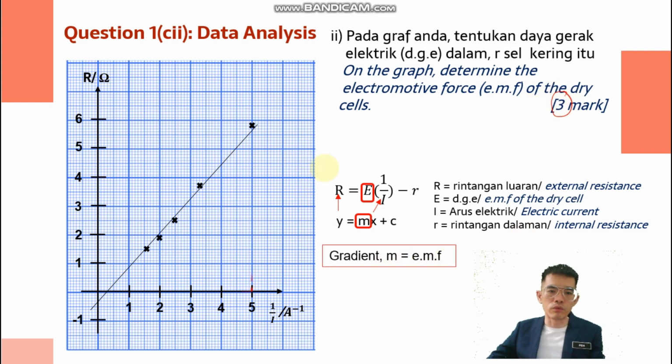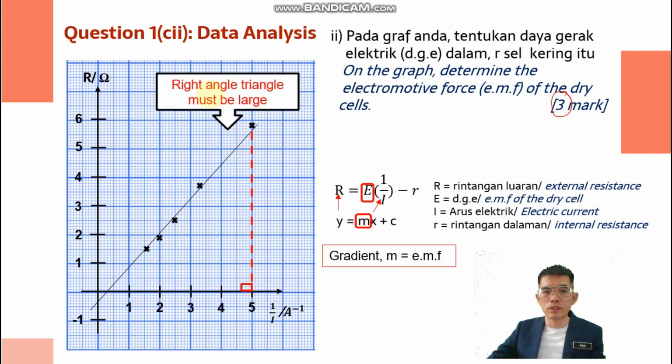So for the first mark, you have to draw a right angle triangle on your graph. You must draw a bigger triangle. If you put your triangle here, this will be deducted 1 mark, because the right angle triangle is not big enough. The accuracy of your answer will be reduced. So it must be a big enough right angle triangle. This will be the first mark.